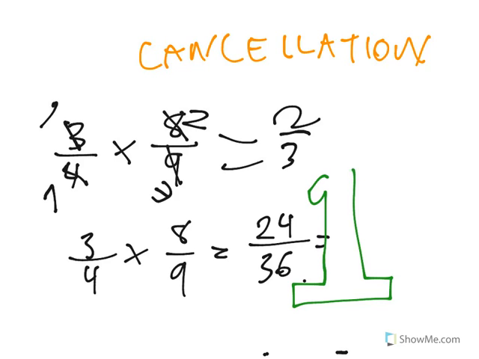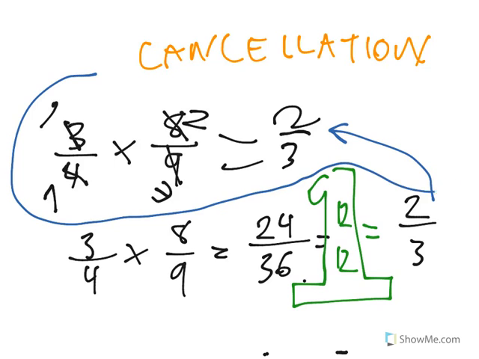Good. I love my giant 1. 12 goes into 24 how many times? Twice. And into 36, 3 times. So we have the same answer you got. Now, which was less work, your work or my work? My way. Your way was much less work. That's why we do cancellation. It can work for anything.